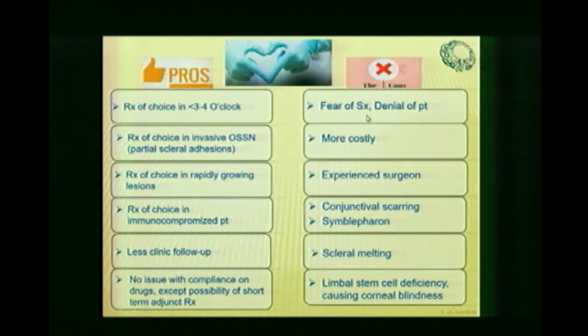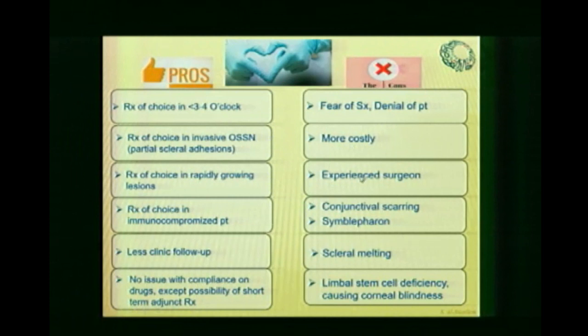What about the disadvantage? There are patients who don't like to have surgery because they fear. I've seen some patients whose family members refused to tell them that this was a tumor, and I was forced to use chemotherapy until they break the news to them. The cost also, it was calculated in the UK, and it was found to be much more costly in comparison to the chemotherapy. It also requires an experienced surgeon really to handle it.